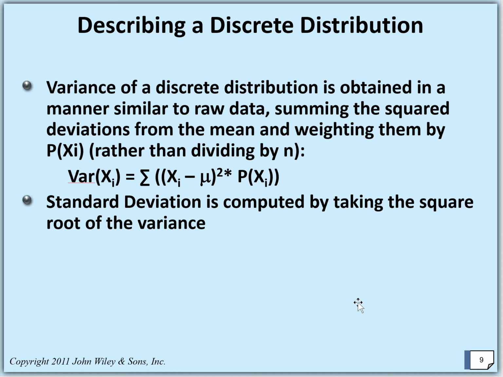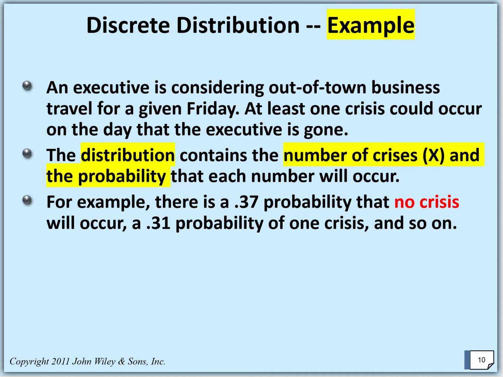Okay. Then comes variance, which is the second characteristic. So variance of the discrete distribution is found in a similar manner like you do it in normal raw data. Sum up the squared deviation from the mean for each occurrence: subtract its value from the mean, take a square, multiply it by the probability. So that is the variance. Standard deviation is a simple square root of variance, and we've seen that earlier. So this is how we compute variance and standard deviation. Let's see an example.